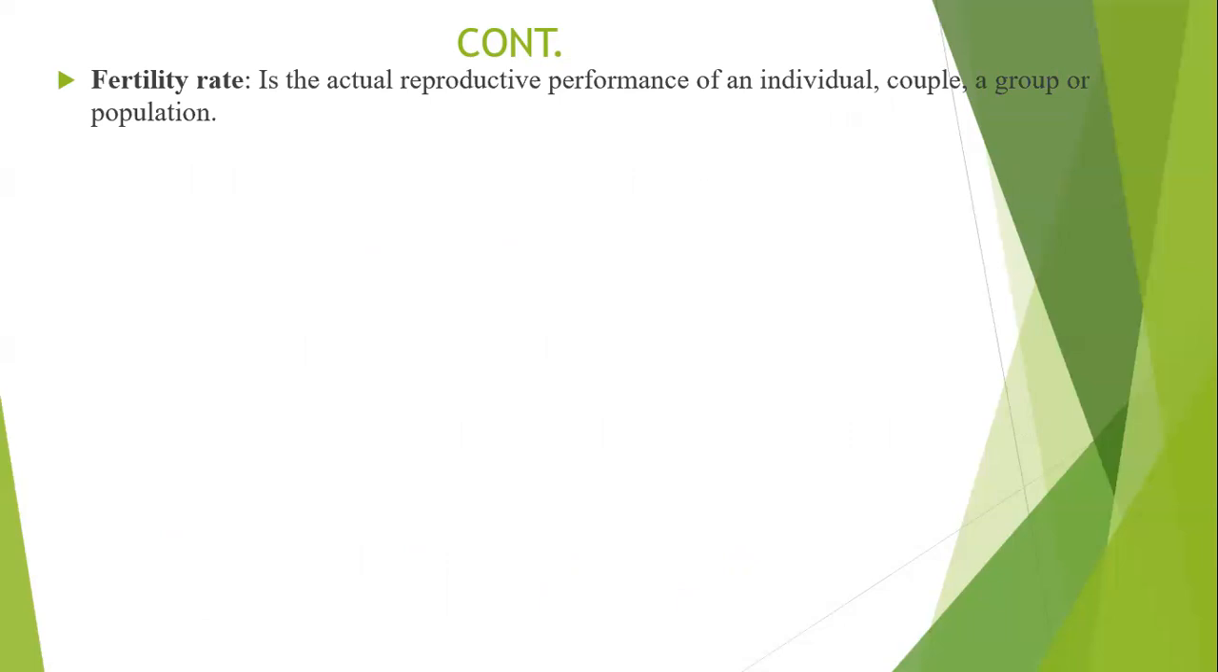Now, fertility rate is the actual reproductive performance of an individual, couple, a group, or population. Fertility rate is simply the actual reproductive performance. Okay, that is the fertility rate, the actual reproductive performance of an individual, couple, a group, or population in general.